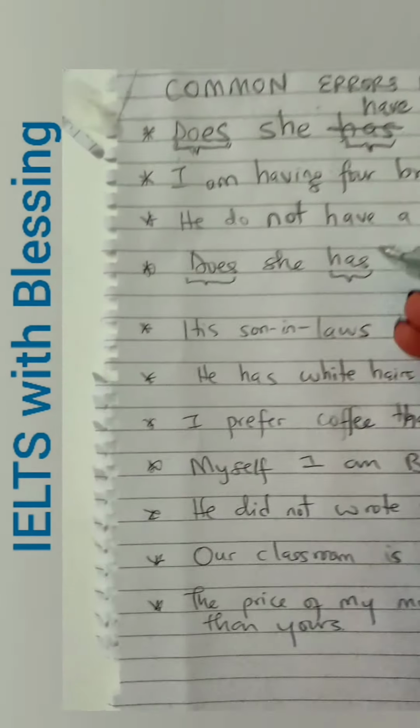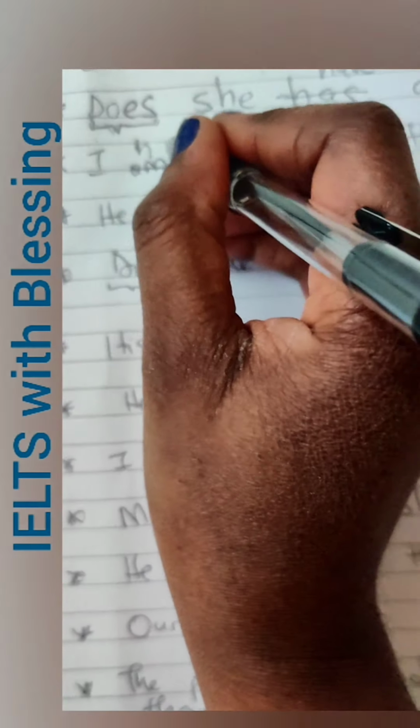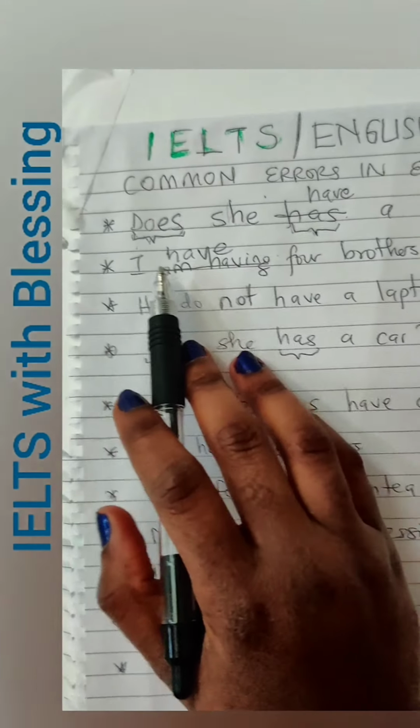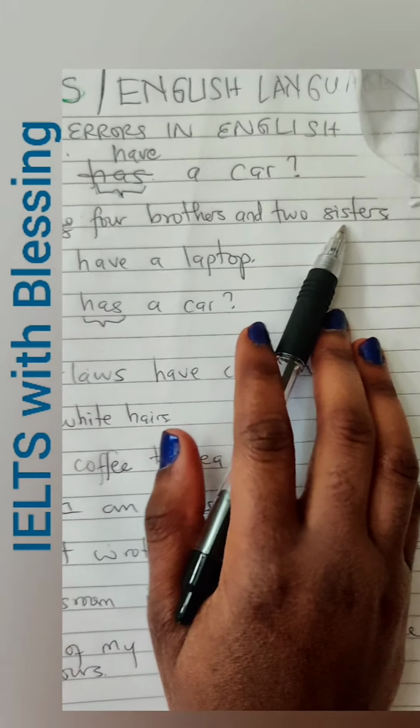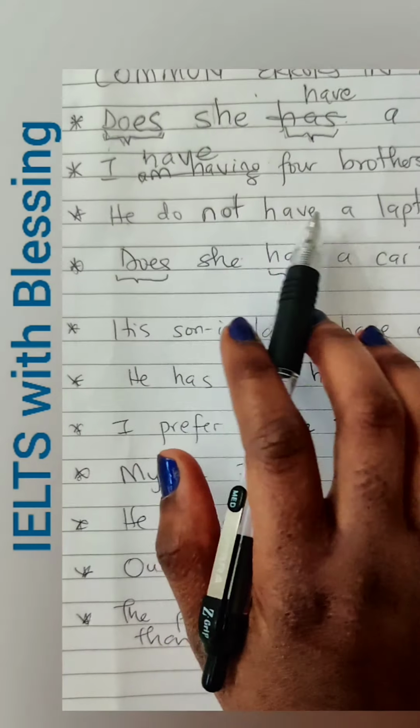So let's cross off this. I'm having to I have. So the correct form would be I have 4 brothers and 2 sisters. So example 3, he do not have a laptop.